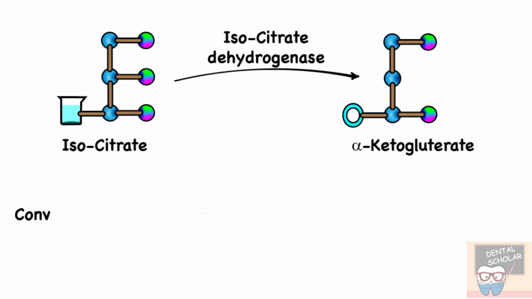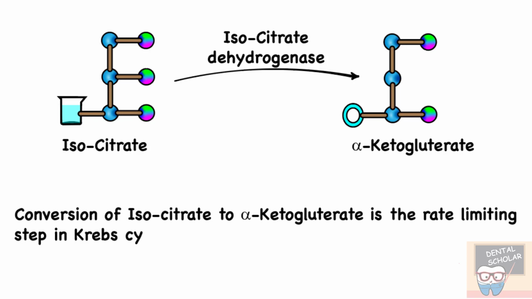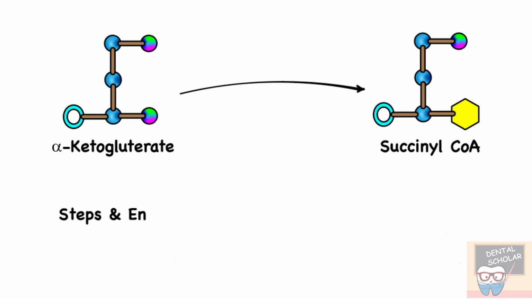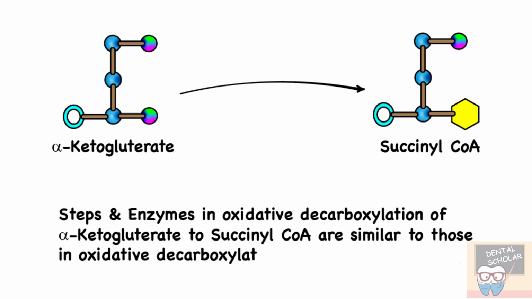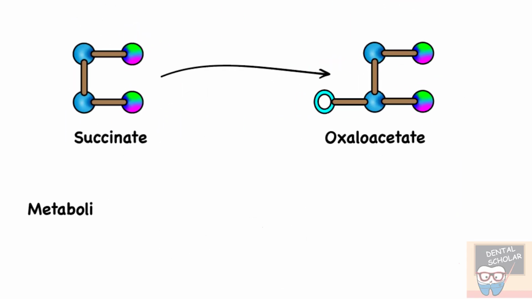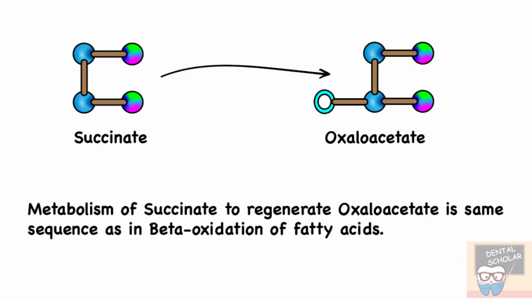Next, conversion of isocitrate to alpha ketoglutarate is the rate limiting step of Krebs cycle. The steps and enzymes in oxidative decarboxylation of alpha ketoglutarate to succinyl coenzyme A are similar to those seen in the oxidative decarboxylation of pyruvate. Next, metabolism of succinate to regenerate oxaloacetate is the same sequence of reactions as they are seen in beta oxidation of fatty acids. Now there are certain vitamins involved in Krebs cycle.